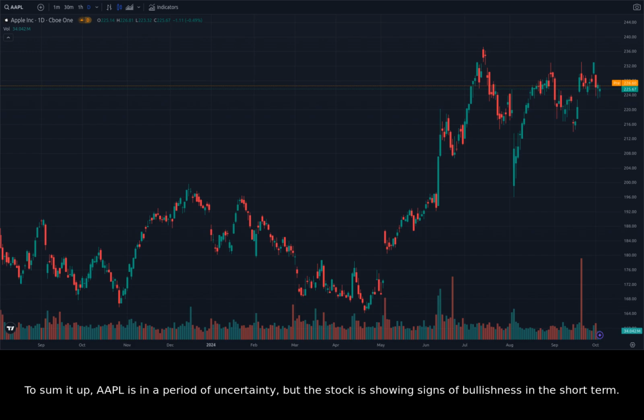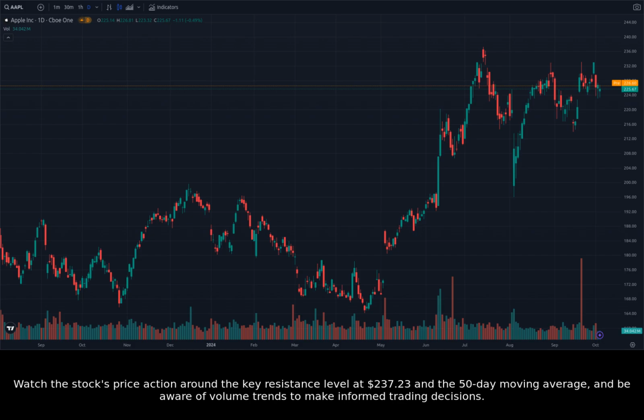To sum it up, Apple is in a period of uncertainty, but the stock is showing signs of bullishness in the short term. Watch the stock's price action around the key resistance level at $237.23 and the 50-day moving average, and be aware of volume trends to make informed trading decisions.